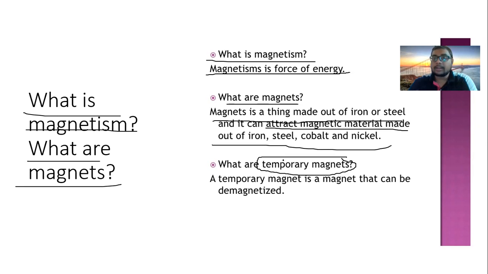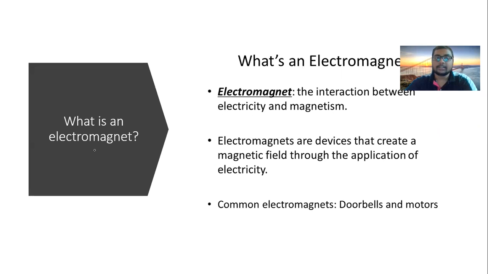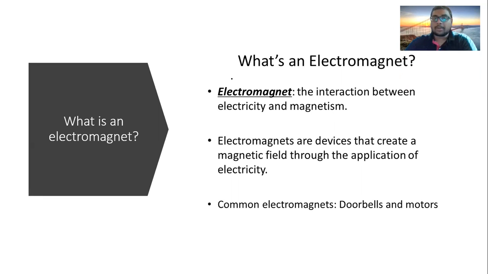But temporary magnets can be magnetized depending upon the current which passes through the wires. We will study them: what are temporary magnets and how can we make them? A temporary magnet is a magnet that can be demagnetized and can also be magnetized. The temporary magnets are called electromagnets.